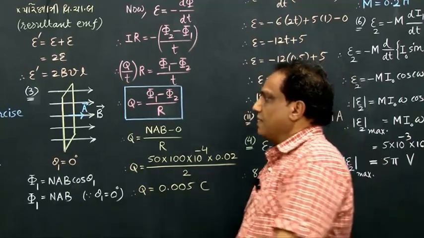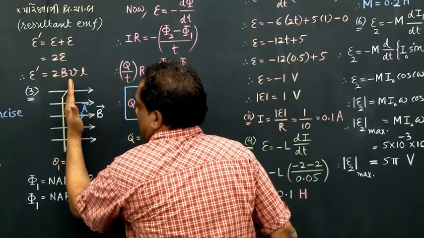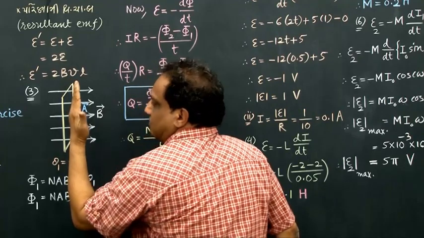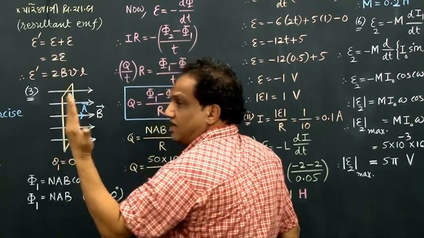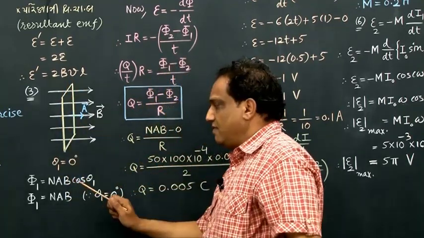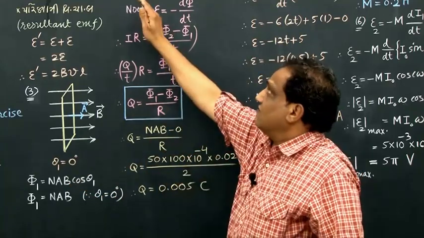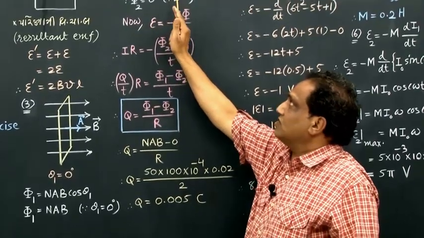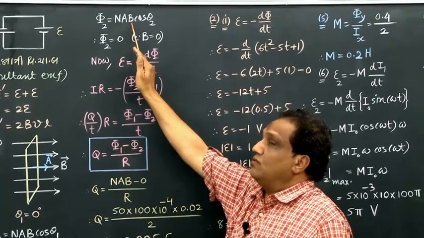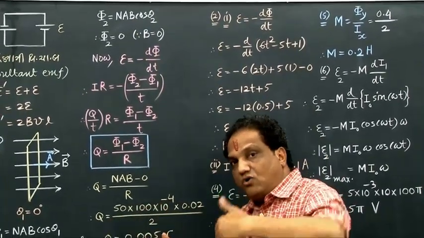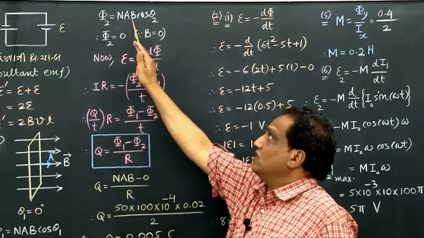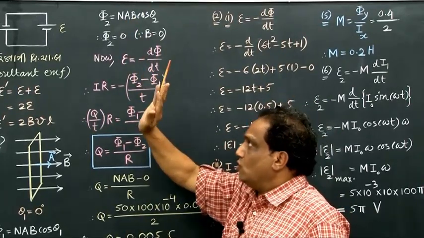Fine. And now tell me, this coil is withdrawn. When it is taken out of the magnetic field, naturally B will become 0, and the magnetic flux also will become 0. What is the phi 2 formula? NAB cos theta 2. But right now, because the coil is taken out of the magnetic field, B is 0, so this part will be 0.